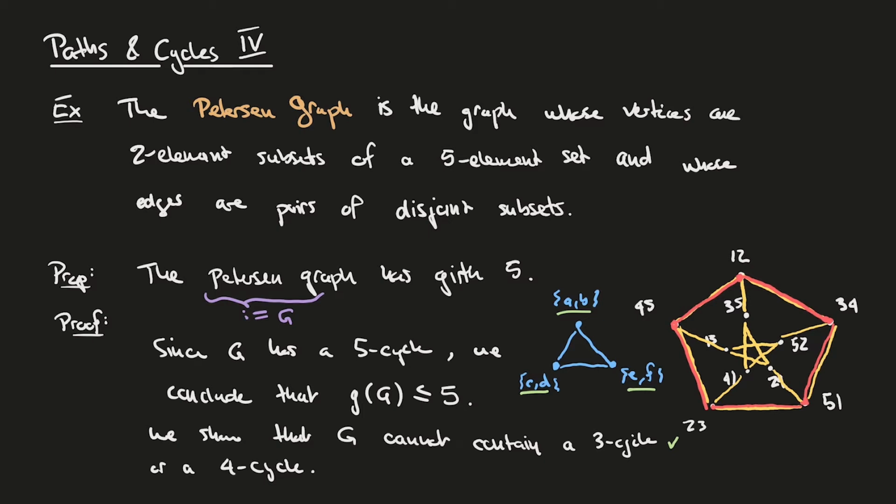Next, we show that it's also impossible to have a 4 cycle in the Petersen graph. Assume again, for the sake of contradiction, that we would have such a 4 cycle.